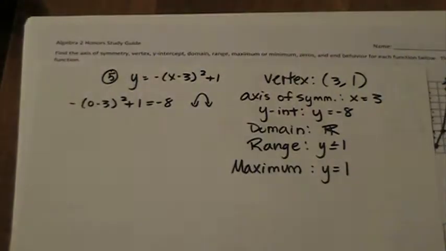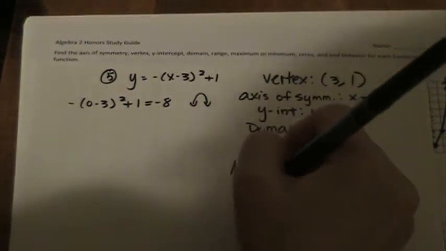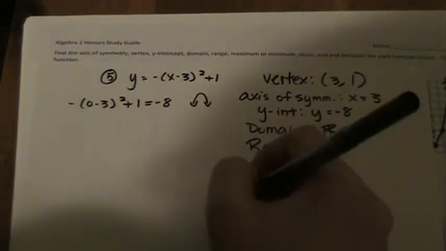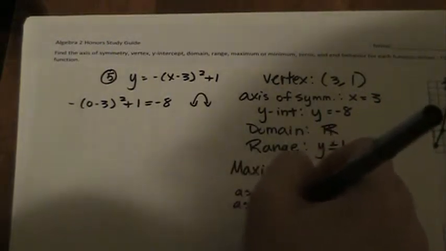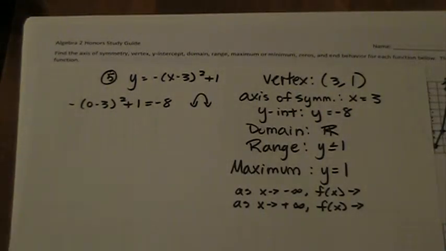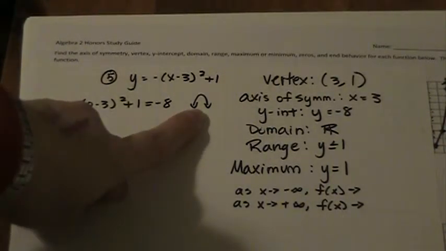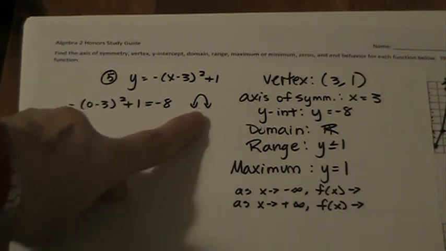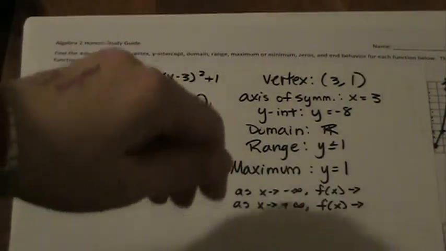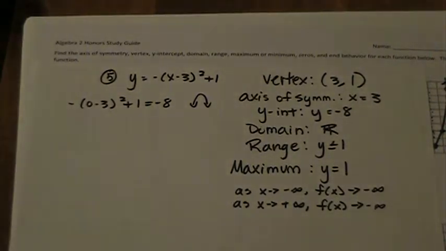Next, we have to find zeros and end behavior. I'm going to do end behavior first. So as x approaches negative infinity, f of x approaches. As x approaches positive infinity, f of x approaches. That notation stays the same every time. And I've already established that my parabola is going downward, so my arrows are both left and right, both going down, approaching negative infinity. So f of x would approach negative infinity.